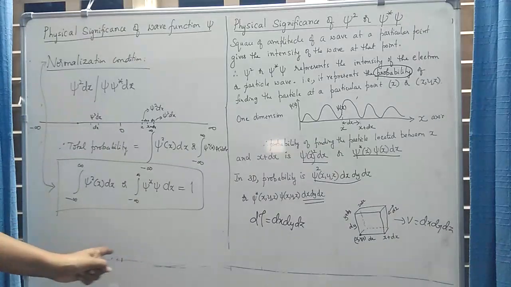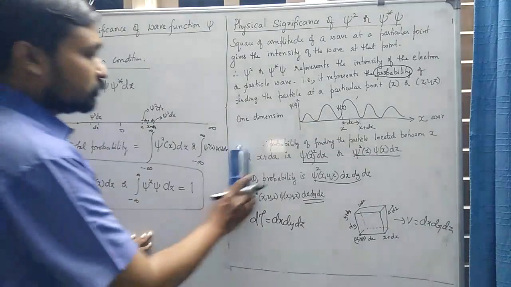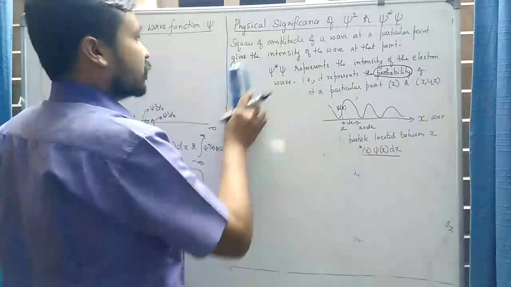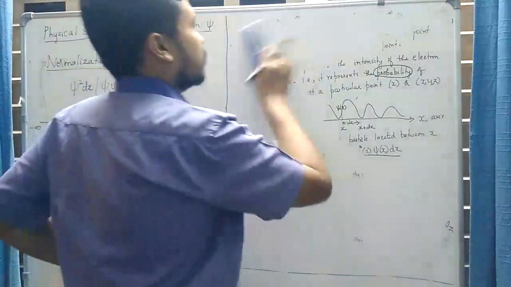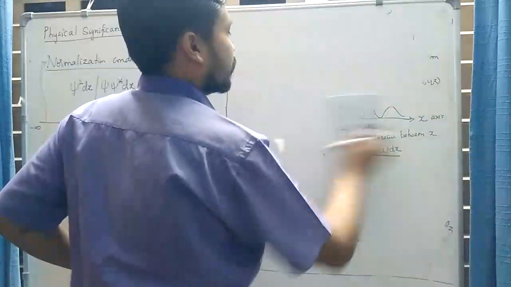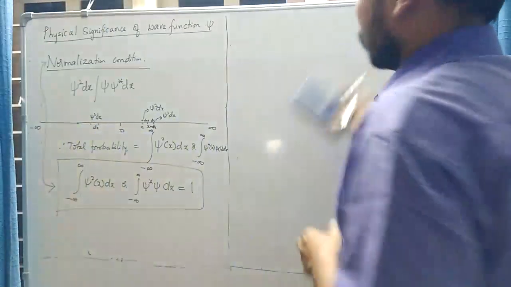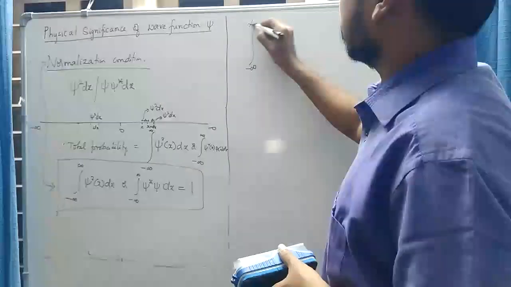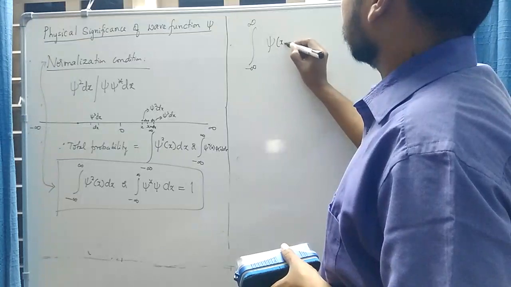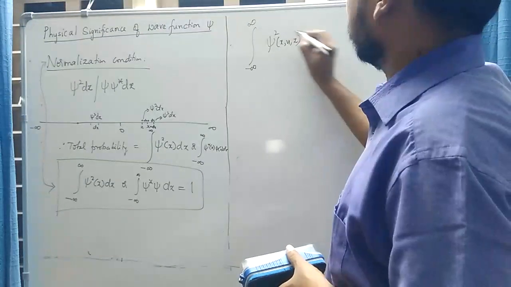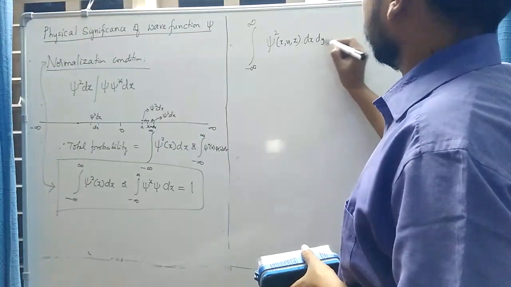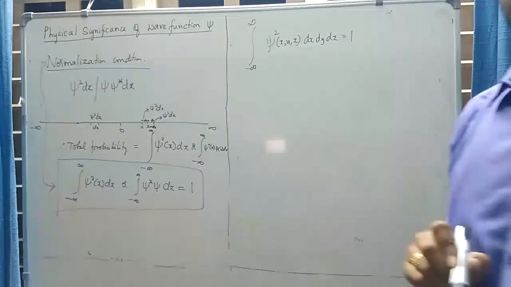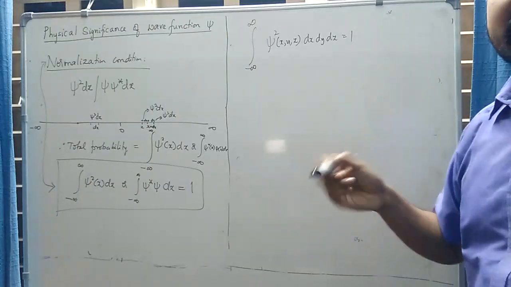So this is corresponding to a one-dimensional problem. Suppose we are dealing with a three-dimensional problem, how will you write the normalization condition? In three dimensions, the normalization condition is the integration from minus infinity to plus infinity of psi of x comma y comma z square into dx into dy into dz is equal to 1. Actually this integration is a triple integration with respect to the x axis, y axis and z axis.